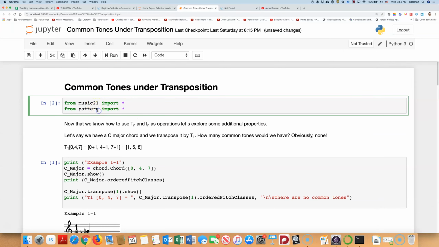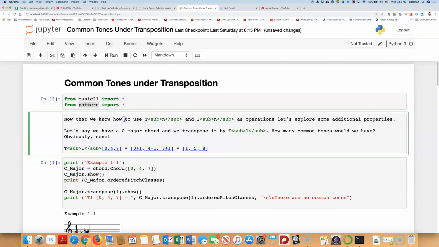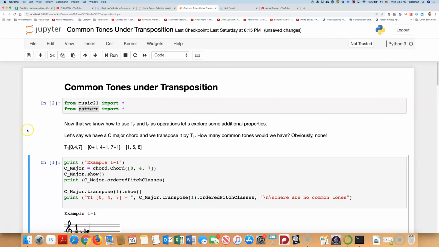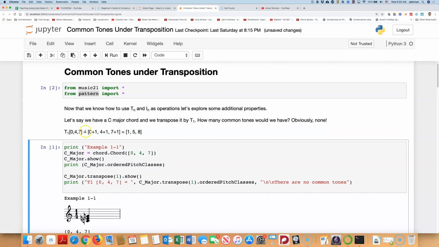Music 21 in our library of additional functions. And now that we know what TN stands for, how we use transposition of sets. For example, T1 of 047 is 0 plus 1, 4 plus 1, 7 plus 1, gives us 158. Clearly here we don't have any common tones. And we say under transposition just because we're defining them as functions. It's mathematical terminology.